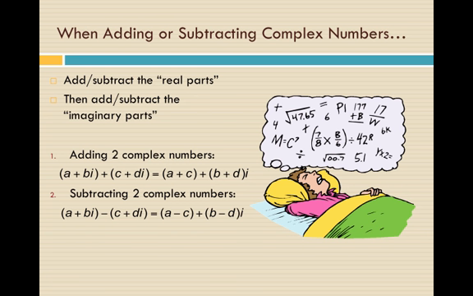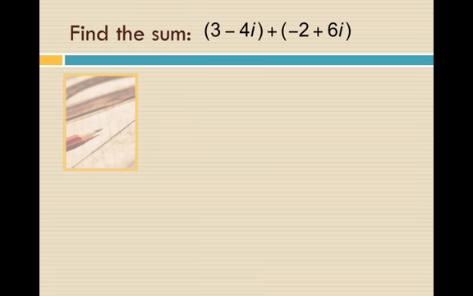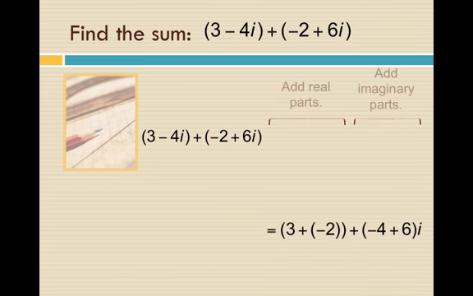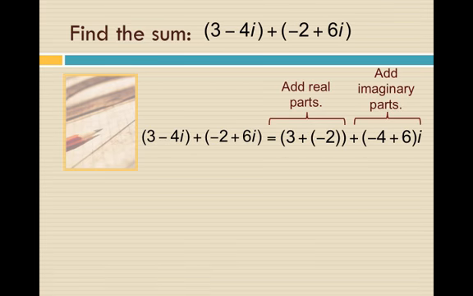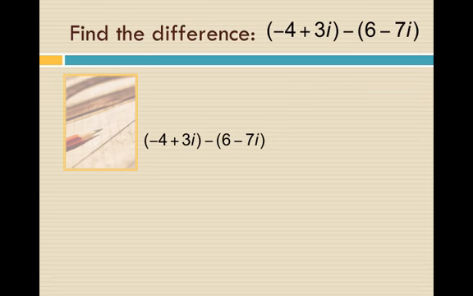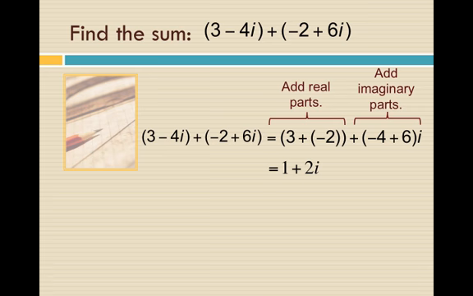Let's go through a few examples with numbers, because I suspect you guys are relating to my cartoon over here on the right. Let's find the sum of these two complex numbers. Keep in mind the real parts are 3 and negative 2, so I can add them together. My imaginary parts are negative 4 and 6, and I'm going to add them together. I end up with 1 plus 2i, final answer. So again, 1 plus 2i.